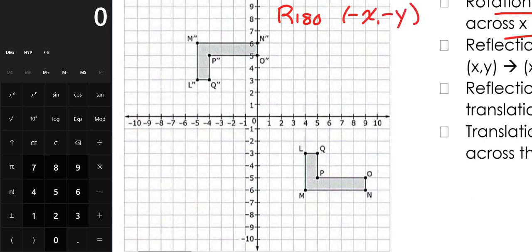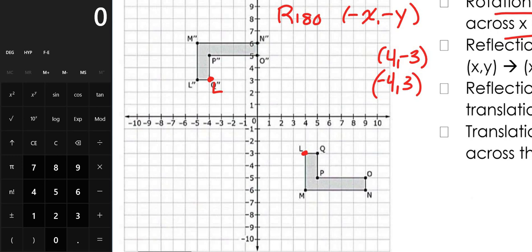So for example, if I pick point L, right now it is at (4, -3). Applying the rule means I'm going to change the sign of both coordinates. So it's going to become (-4, 3). So now L is (-4, 3). So I end up right here where Q double prime is. That's my L.